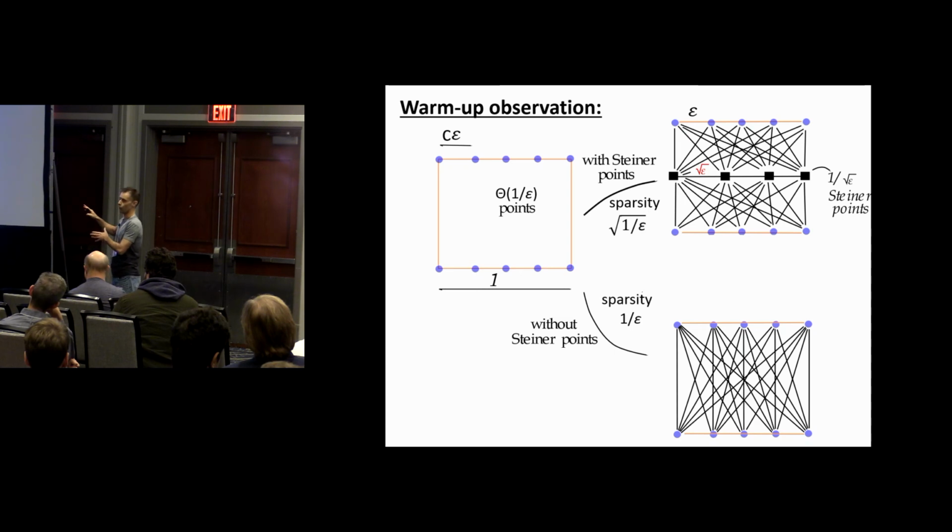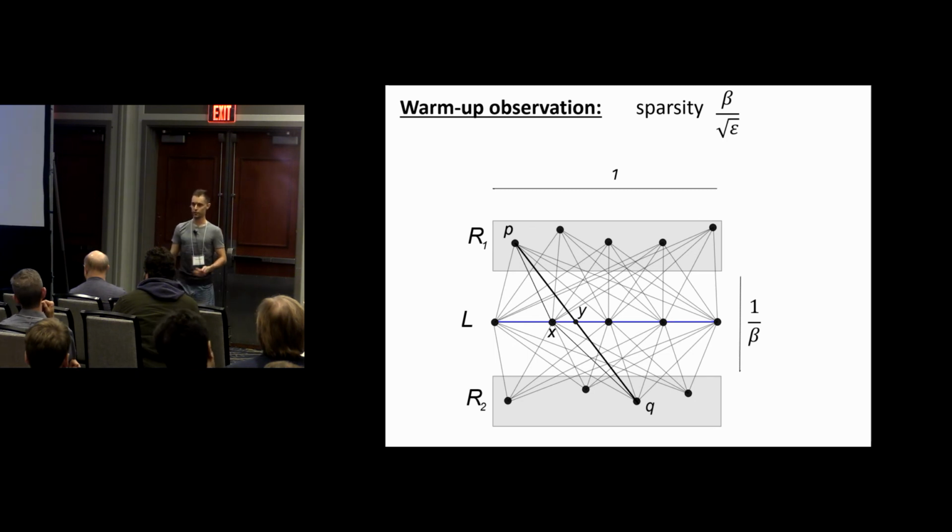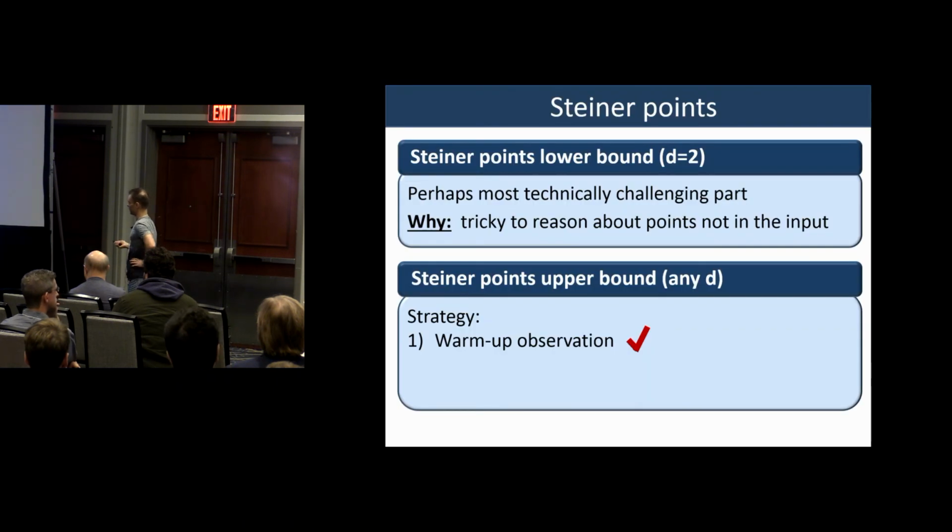Now this square is not so special. We can actually distort things a bit. So for example, instead of the points on the upper side of the square, we can place them in some rectangle here and rectangle here. And if the rectangles are far enough, we can place Steiner points in the middle and do the same trick again, and we'll get the same sparsity improvement. So this is the first part of the strategy.